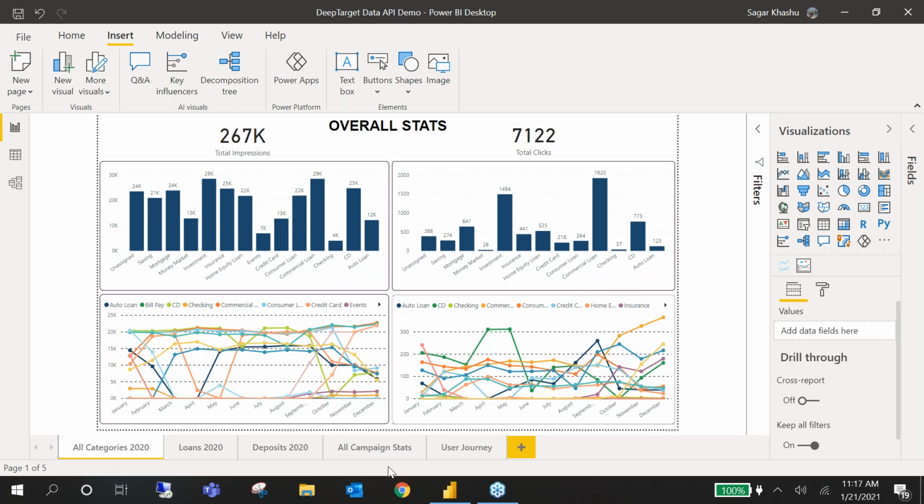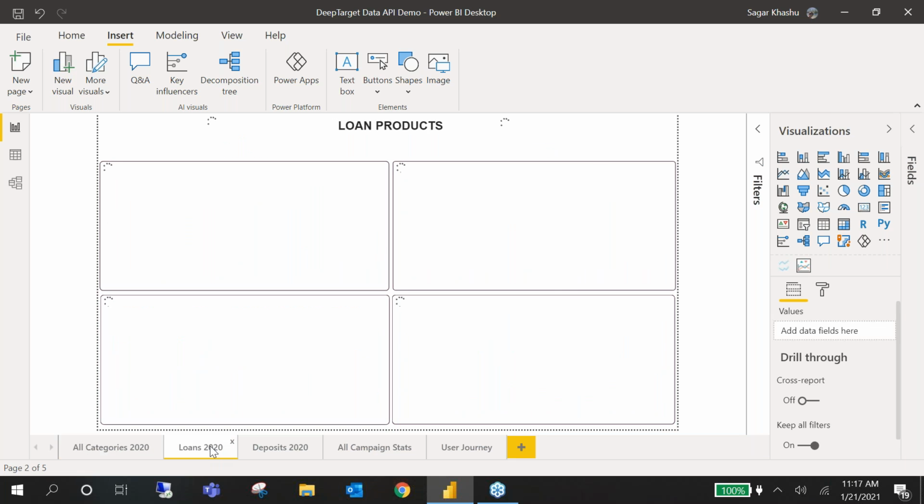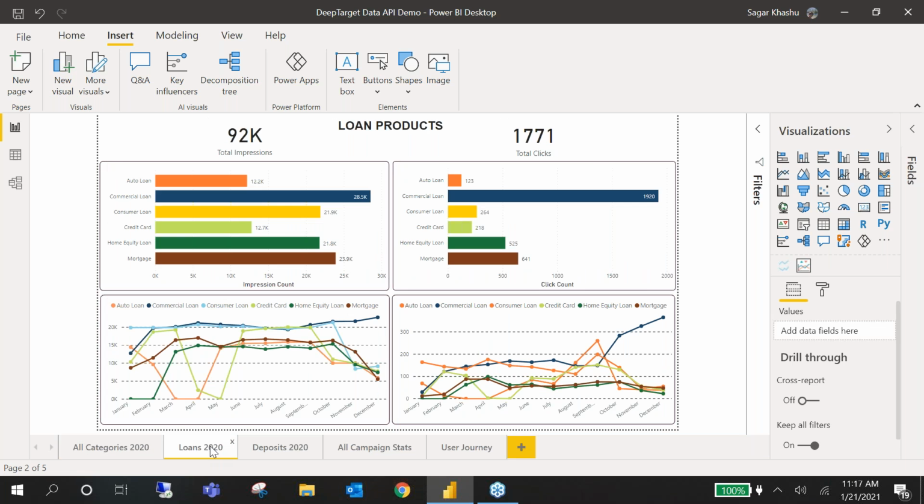Another dashboard that you can further create as an example, which you can see in this case, is one that's focused on loan products specifically. So you can see auto loans, commercial loans, consumer loans, and such other kinds of loan products that you have at your credit union and banks. And you can understand how many engagements your loan-based campaigns were driving over the year in an aggregate sense, as well as in a historical time series based format.